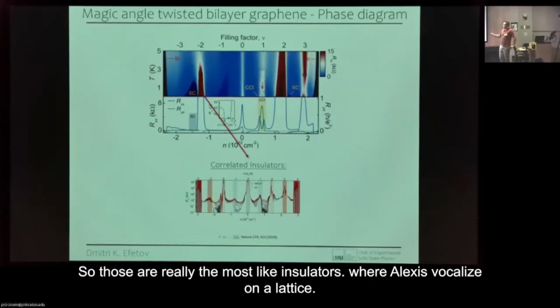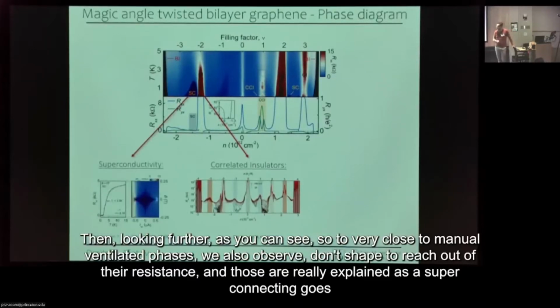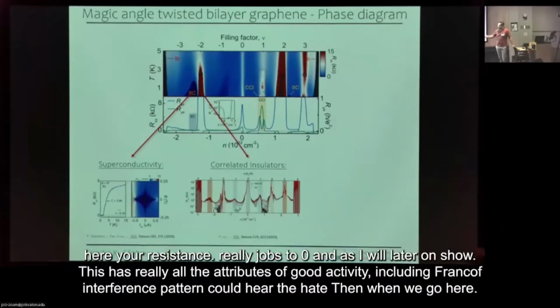Then, looking further, very close to many of the insulating phases, we also observe dome-shaped regions of zero resistance, and those are explained as the superconducting domes here. Here resistance drops to zero, and as I will show later on, this has all the attributes of superconductivity, including Fraunhofer interference pattern and coherent behavior of the superconducting state.